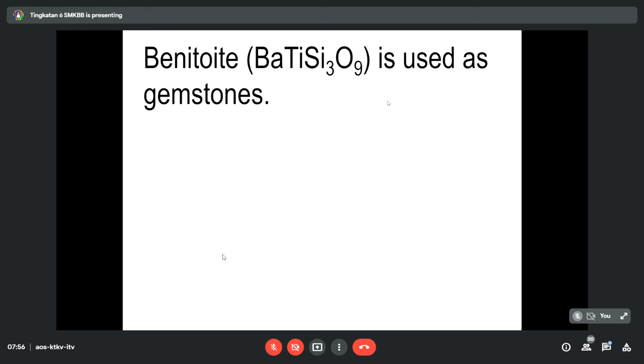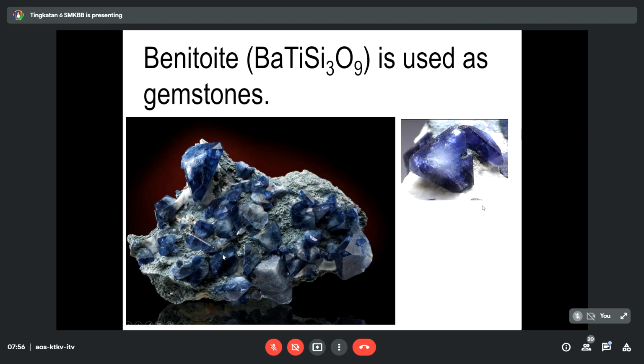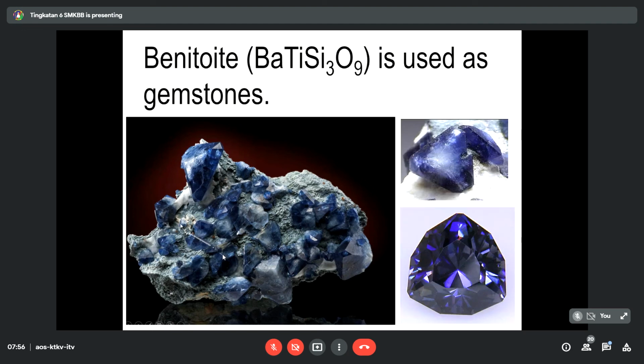Okay, so benitoite is used as a gemstone also. It contains barium, titanium, then Si3O9, see that? So that is the simplest triangular shape, 3 silicates combined together. Of course, it all depends on how you cut them, but you cannot deny that all of them have a high refractive index. That means if you cut them at the correct angle, they can reflect light. That's why they look shiny, okay? Gemstone.